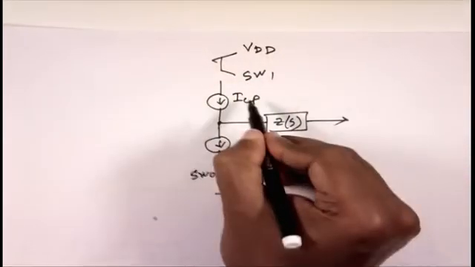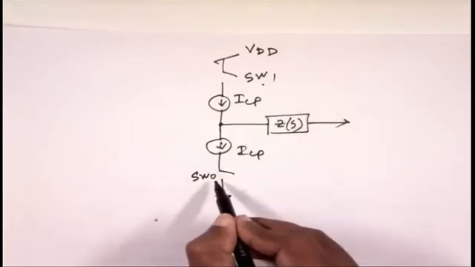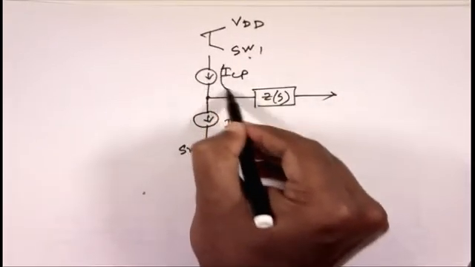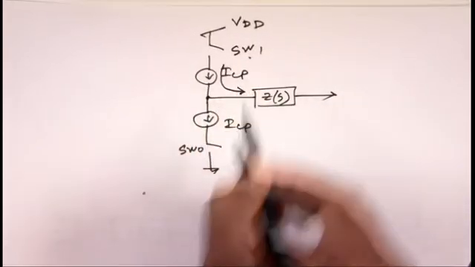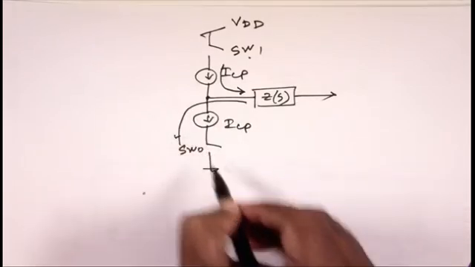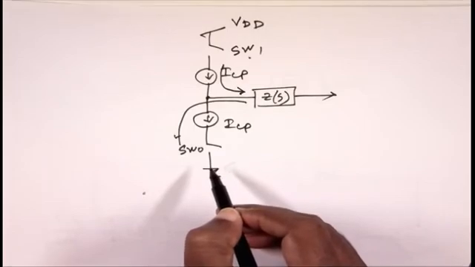So when switch SW1 is on, and SW0 is off, then the current ICP will go to the ZS. And when SW0 is on, then current will go from this to the ground. So the loop filter capacitance will be charged and discharged.